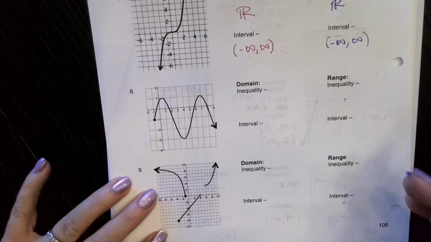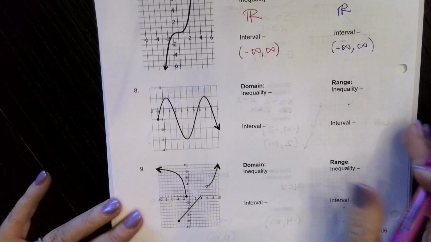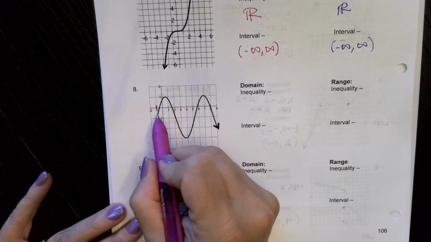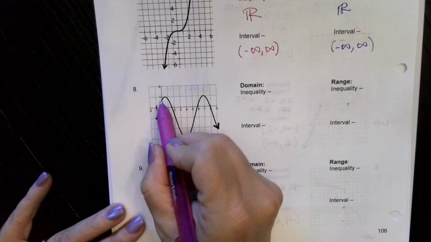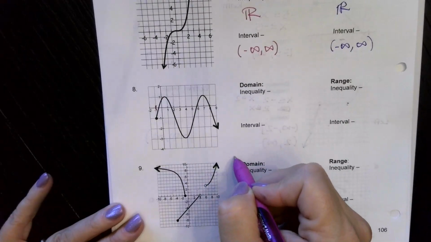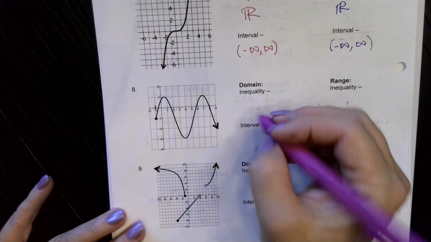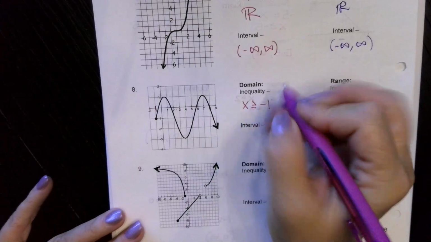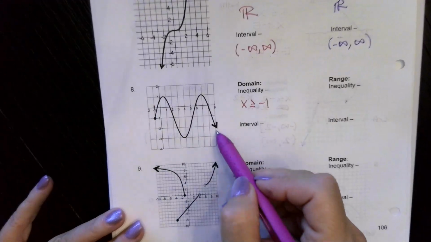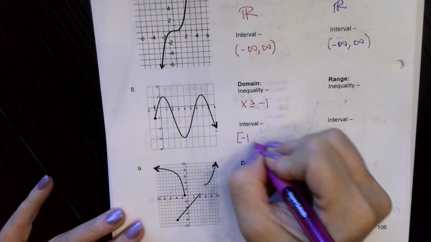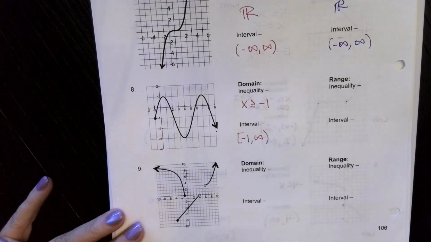Okay, so domain. So x value. Farthest left value here is going to be -1. This is my x value. So I can keep going up and down and up and down, and this is going to continue to go here. So really what we want to say is that x is greater than or equal to -1. All values that are greater than -1. So my interval notation would be start at -1 and just keep going in the positive x direction.